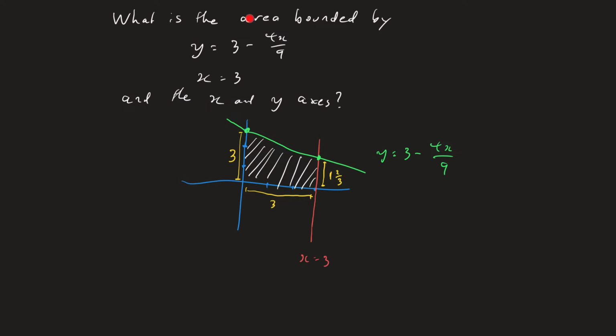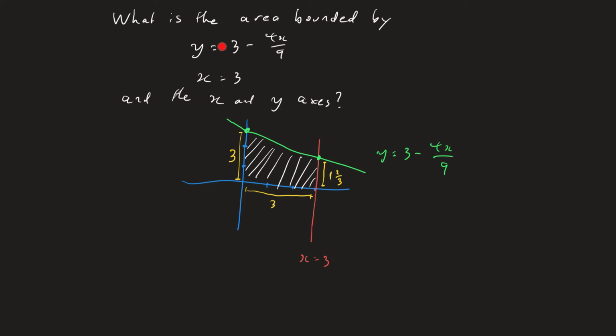Today's question is: what is the area bounded by y equals 3 minus 4x on 9 and x equals 3 and the x and y axes? Like many maths problems, the first thing we do is draw a picture.